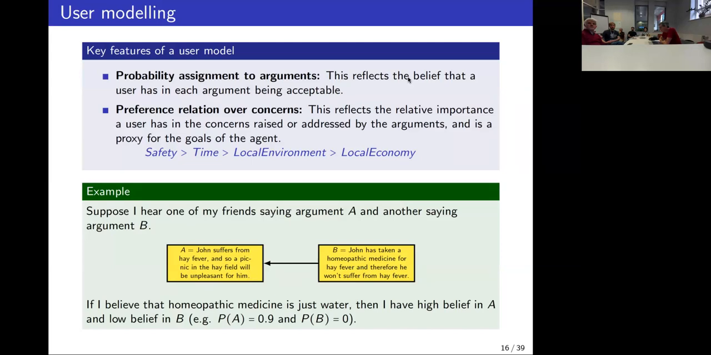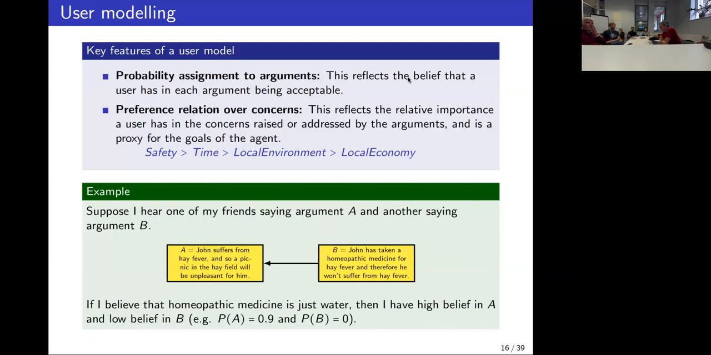Another friend might come and say, well, John has taken a homeopathic medicine for hay fever and therefore he won't suffer from hay fever. Now, if you just stop there, and there are no more arguments in play, it would be quite natural to say, well, B attacks A, so I believe B, and I don't believe A. And this reflects what people do with computational models of argument. They do this in much more complicated graphs.